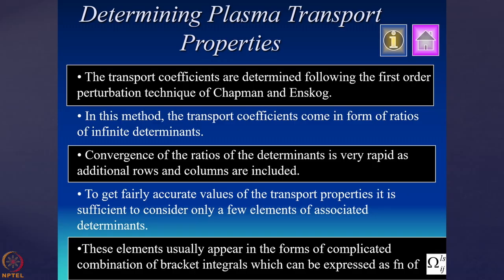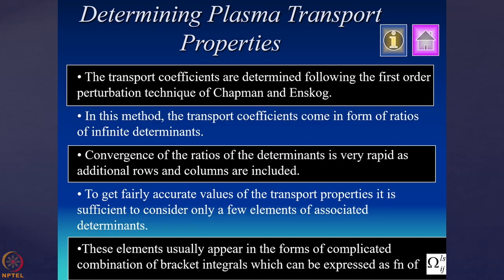aspects of finding the transport properties. Usually the transport coefficients are determined using the first order perturbation technique of Chapman and Enskog. If you want to know more about this method, that is a huge volume. Hirschfelder, Curtiss and Bird have written a big volume on these aspects, and you can go there and read about how these properties come from the Chapman-Enskog approach.